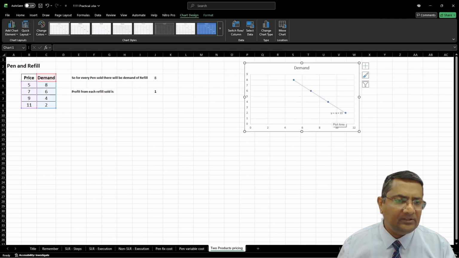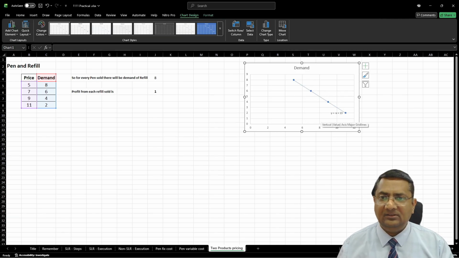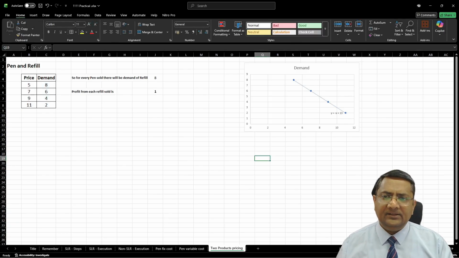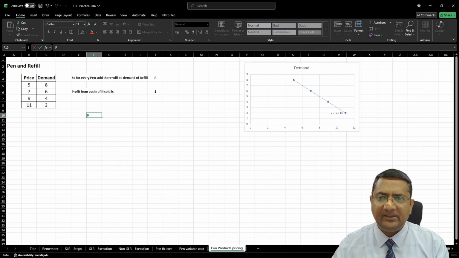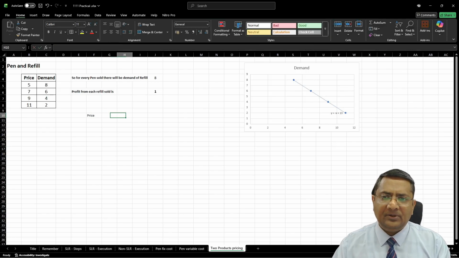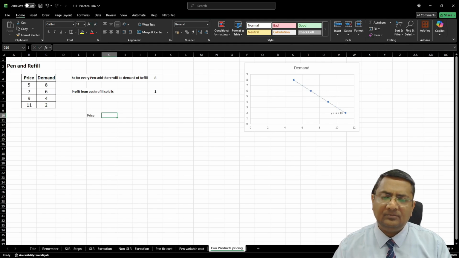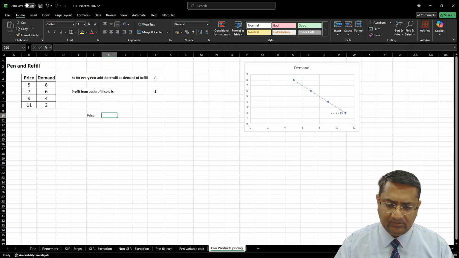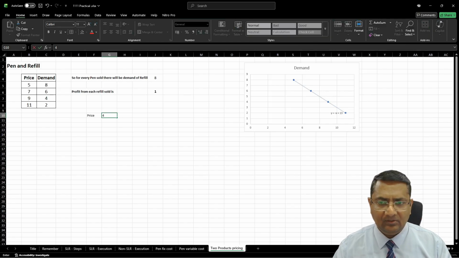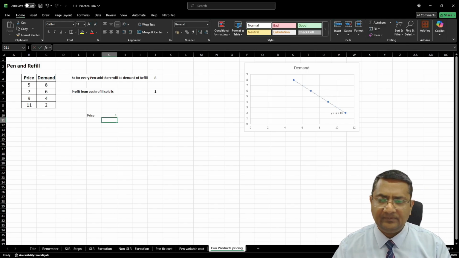Okay, so we got this equation. Y equals to minus x plus 13. This we got. Okay, no issues. Now we got the equation. Now what is the next step? Let's assume the price. Price we assume, say this time, let's assume price is 4. Okay, let's assume price is 4.